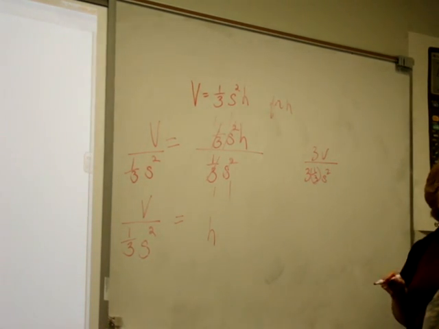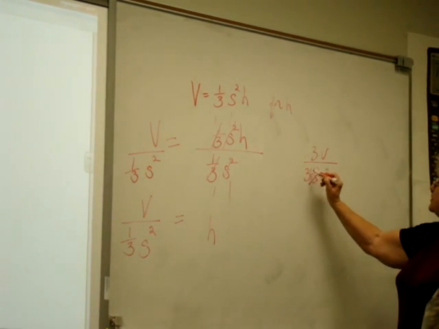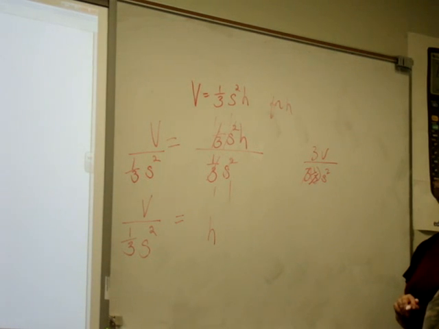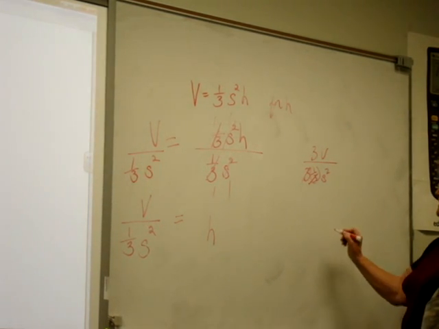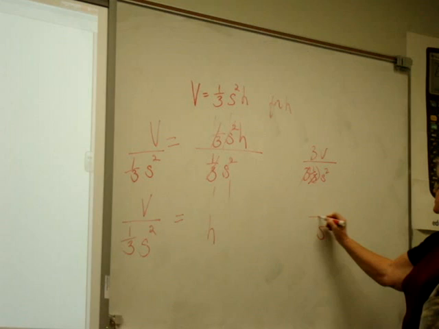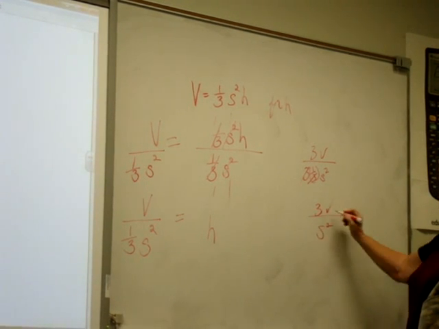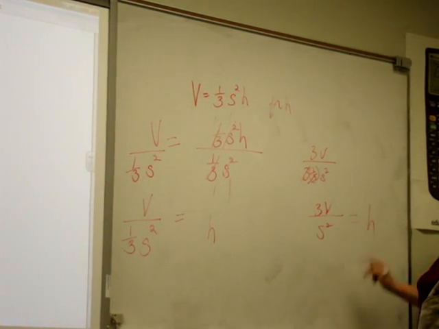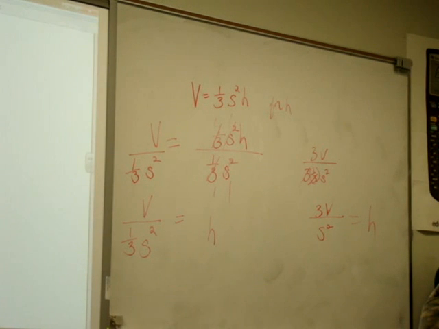And what was my purpose in doing that? So this reduces to what? 1, and 1 times S squared is S squared. And now the 3 is at the top. Any question about that?